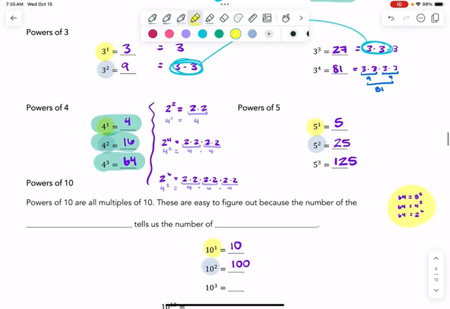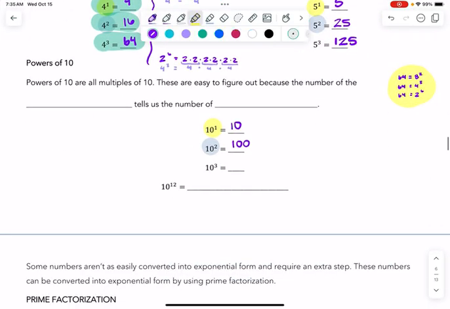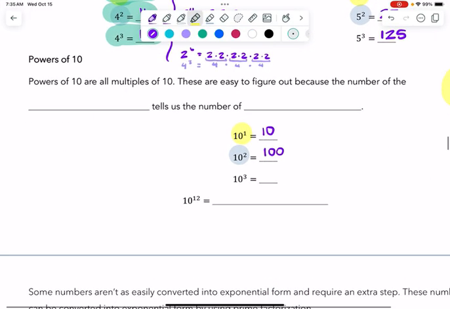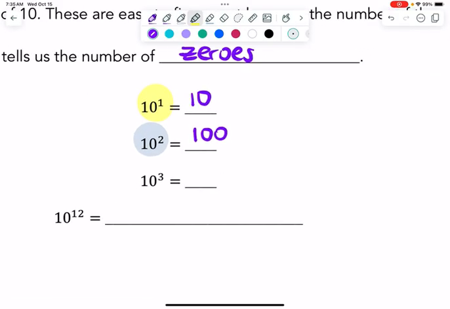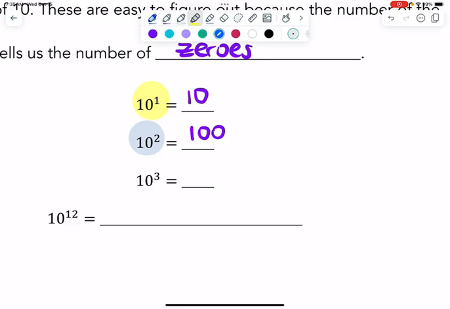Okay. The last one, powers of 10. Powers of 10 are really awesome because powers of 10 are all multiples of 10. These are pretty easy to figure out because the exponent tells us the number of zeros in our answer of standard form. Now, we've already done 2 of them, but let's see what I mean here. I had an exponent of 1. I had 1 0 in standard form.